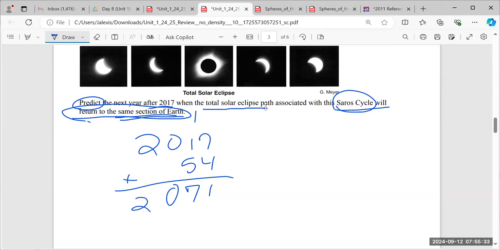Adding up. And so the next time that this will occur will be 2071.